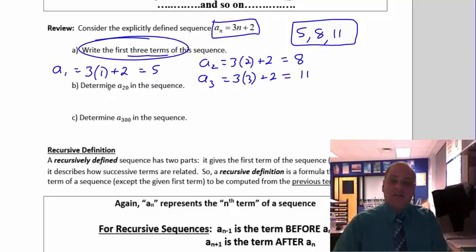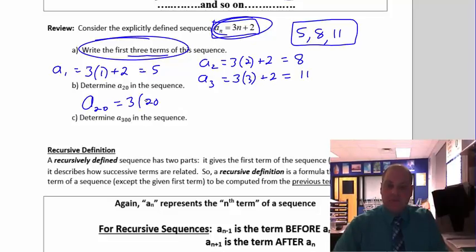They want you to find a20. We can find the 20th term because we have the formula. So a20 is going to be 3 times 20 plus 2, and that's 60 plus 2, which is 62. And then determine the 300th term, a300. So a300 is 3 times 300 plus 2, and that's going to be 902.